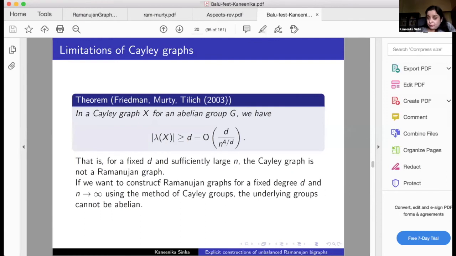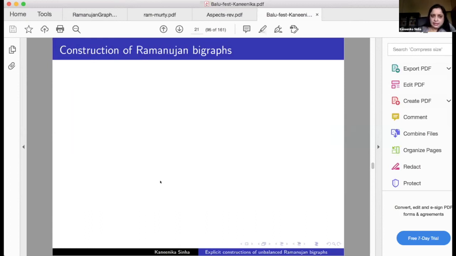And so if we want to construct Ramanujan graphs for a fixed degree D and N going to infinity using the method of Cayley graphs, then the underlying groups cannot be abelian. So this is a limitation of the method of Cayley graphs. There are several other types of methods to generate Ramanujan graphs, and I will talk about them soon.